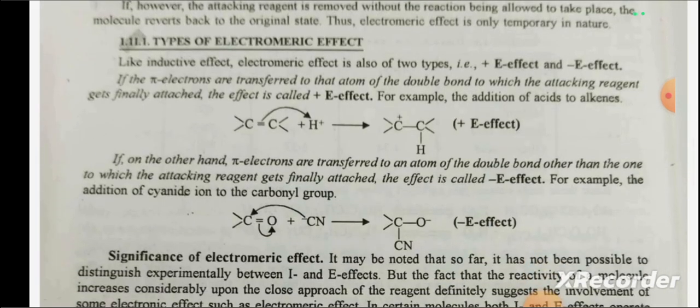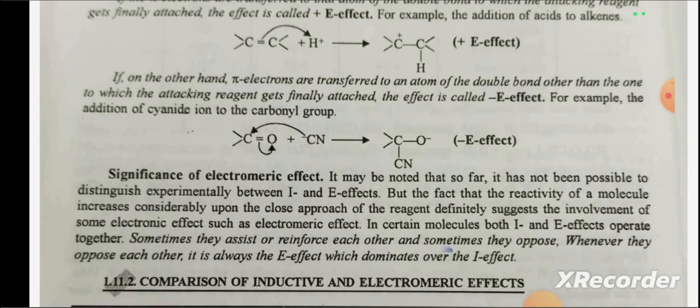If the pi bond electrons are transferred to that atom of the double bond to which the attacking reagent finally gets attached, the effect is called the positive E effect. For example, addition of acid to alkene.